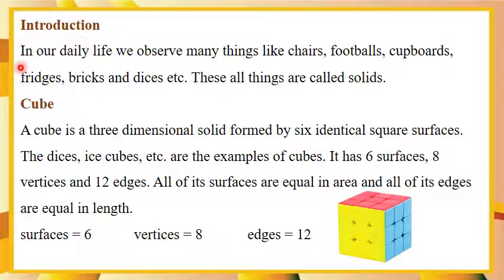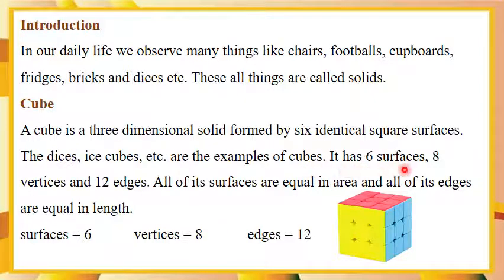Introduction. In our daily life, we observe many things like chairs, footballs, cupboards, fridges, bricks, and dice, etc. These all things are called solids. Cube. A cube is a three-dimensional solid formed by six identical square surfaces. The dice, ice cubes, etc. are examples of cubes.